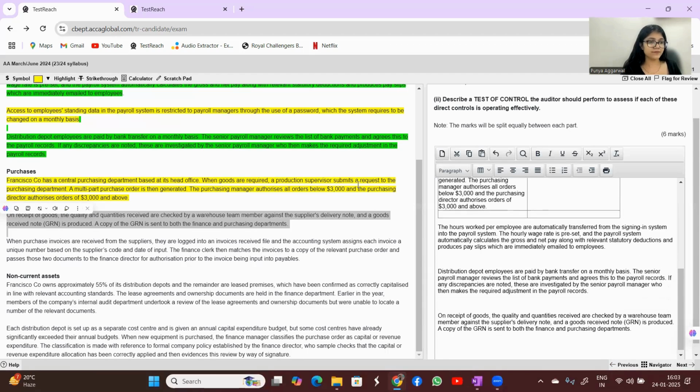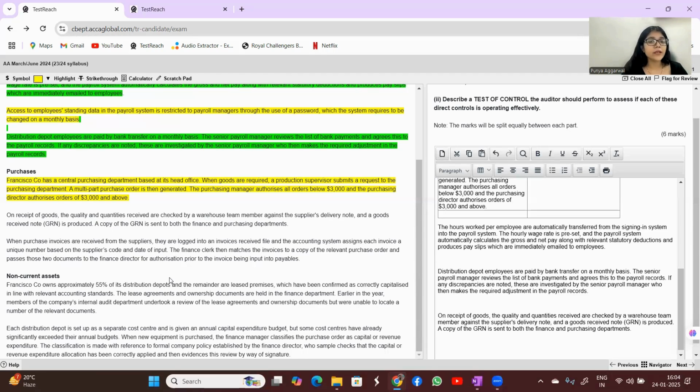Okay, next. When purchase invoices are received from the suppliers, they are logged in an invoices received file. The accounting system assigns each invoice a unique number based on the supplier's code and date of input. The finance clerk then matches the invoices to a copy of the relevant purchase orders and passes those two documents to the finance director for authorization prior to the invoices being input in the payables. That's fine.